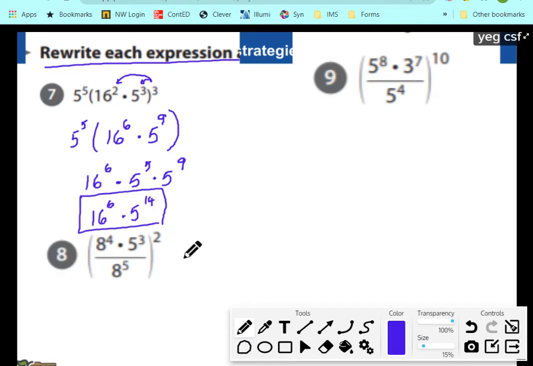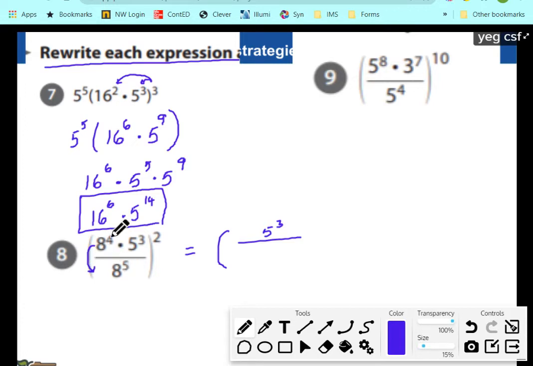Okay, now let's look into this one. In this one, I can see 8 to the 4, 8 to the 5. Maybe I can do that, or maybe I can distribute it. Either way, it's fine. It doesn't matter which one you do first, you still get the same answer. So what I'm going to do, I'm going to bring this 8 to the 4 to the denominator. So when I bring it to the denominator, what happens? 5 to the 3 will stay there, but this 8 to the 4 should go down.